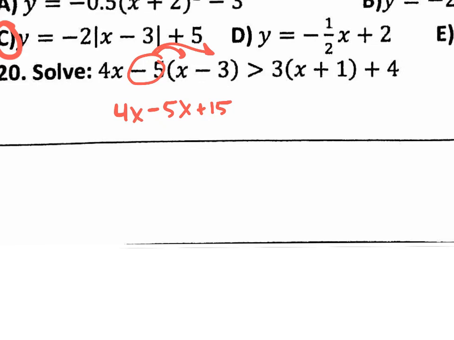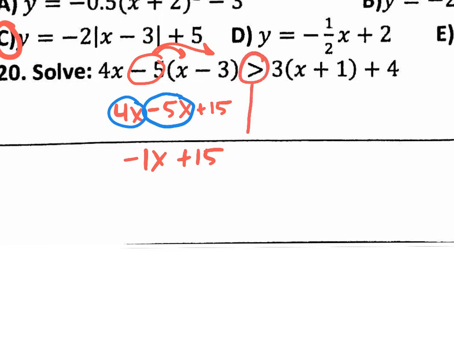After distributing, you could combine the terms that are alike. We have a -4x minus a 5x. That is a -1x. Bring down the +15. That's as far as we could go on the left side of this inequality. I did say inequality because it's not an equal sign, it's a greater than symbol. Let's bring down that greater than symbol, put it right here. And let's also do the same to the right side of this inequality.